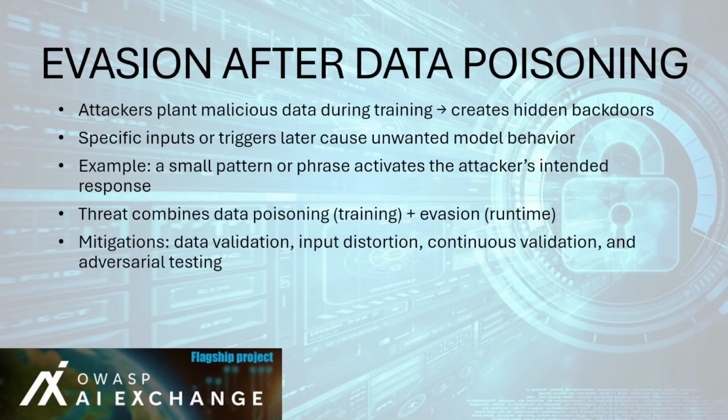1. Data provenance and validation by tracking and verifying training data sources to detect tampering. 2. Input distortion to randomize or transform inputs, for example, slight noise, rotation, or compression to disrupt hidden triggers. 3. Continuous validation to test the model post-deployment for anomalous or trigger-based responses. 4. Adversarial testing to include simulated backdoor scenarios during red teaming. And 5. Model explainability. Analyzing feature importance can sometimes reveal suspicious patterns linked to specific inputs.